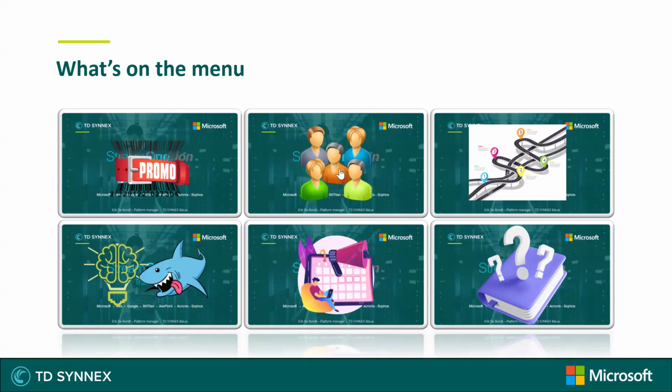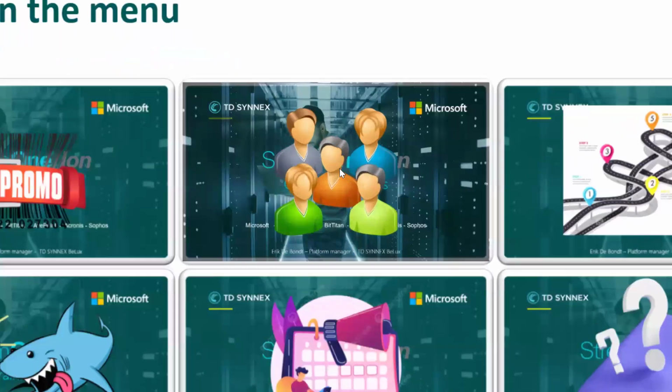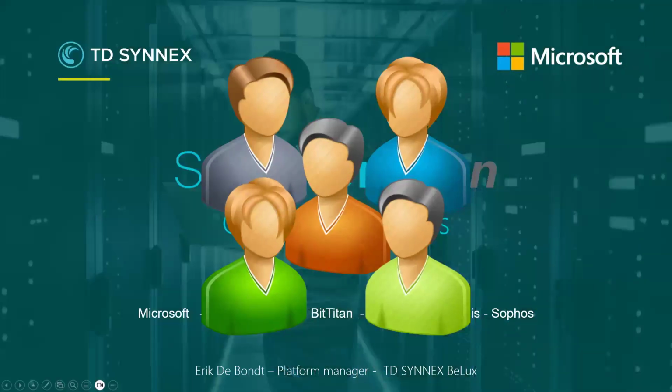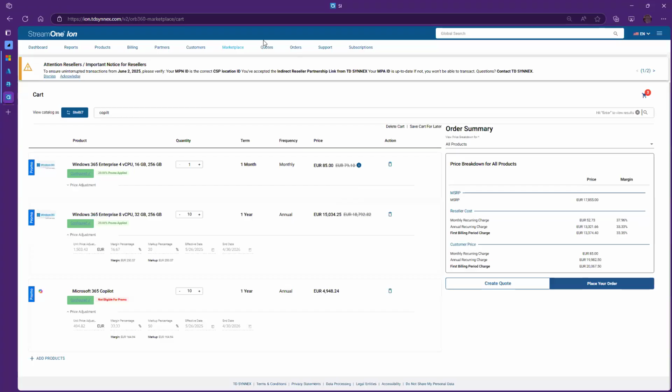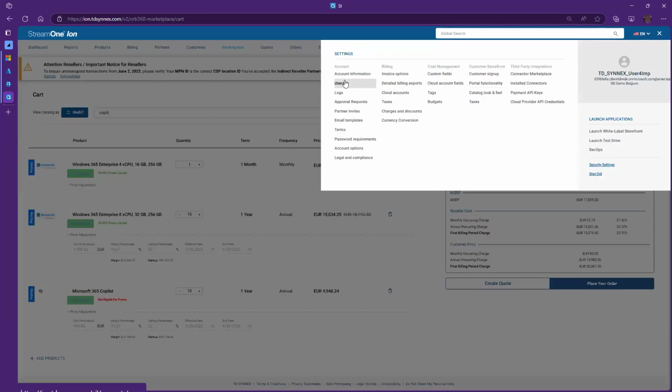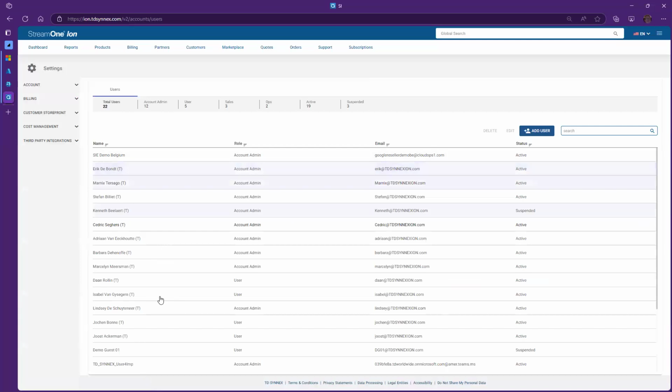Okay. Second topic of the day is manage your customers' users. And I mean at the tenant level. Yes, if you go to Stream One Ion, if you have a customer, you have first of all your own users. These are your users within your platform. Yes, I'm not talking about this one.